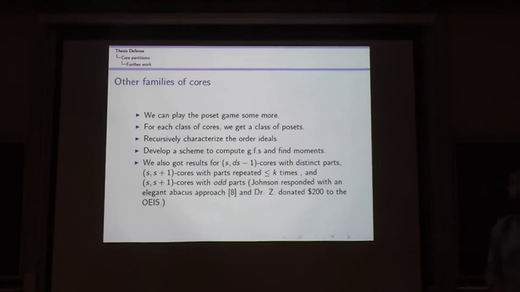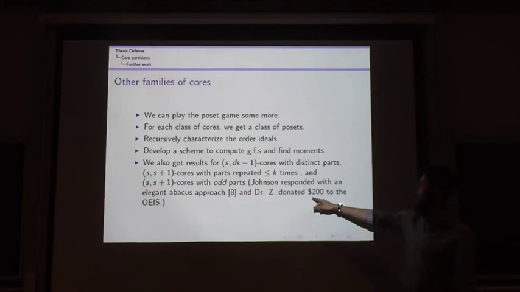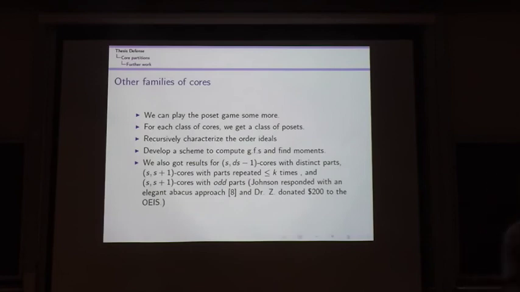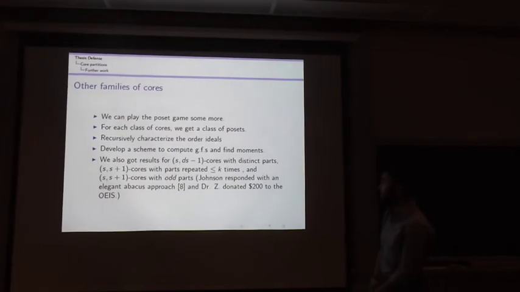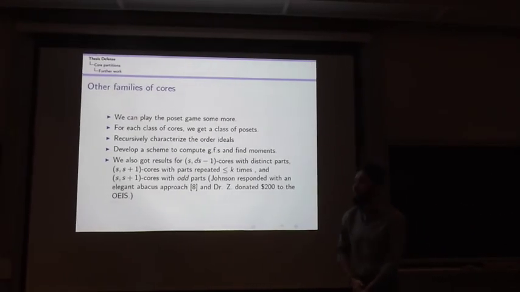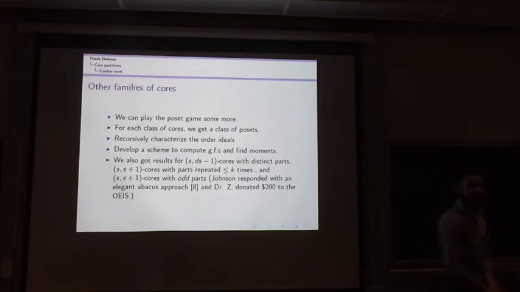So we put our paper on the arXiv, and we said, if someone can improve on it, we're going to donate $200. Well, Dr. Z is going to donate $200 to the OEIS. And then pretty quickly, Paul Johnson emailed us, and he solved it, and he gave us the proof. So we donated to the OEIS for him. So that's it for partitions.